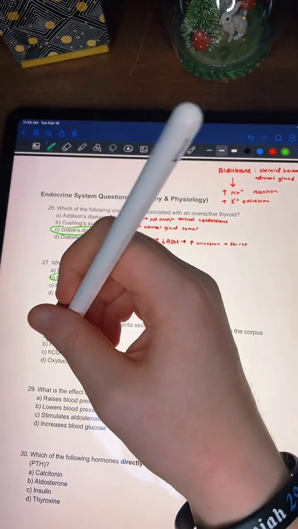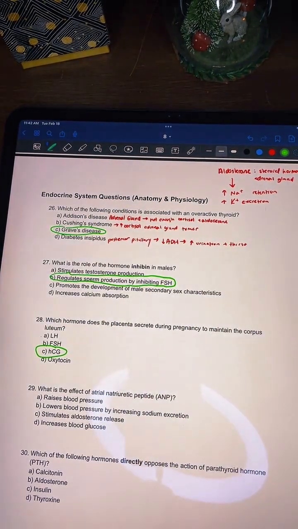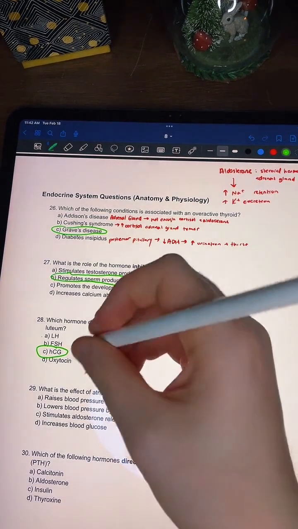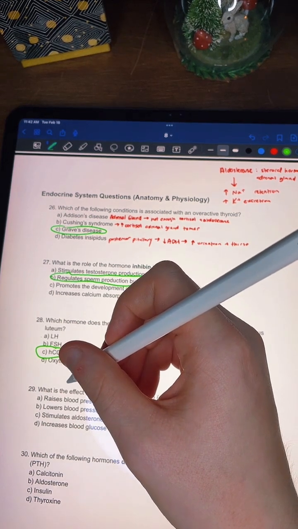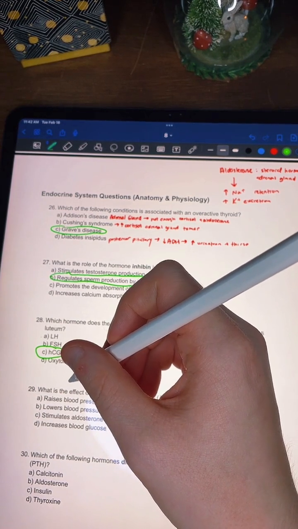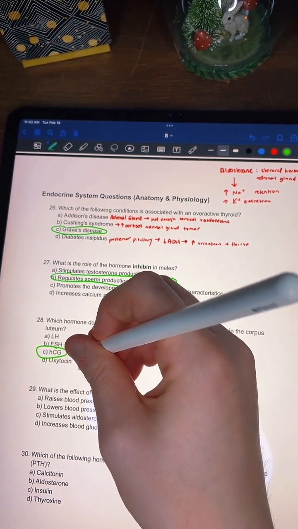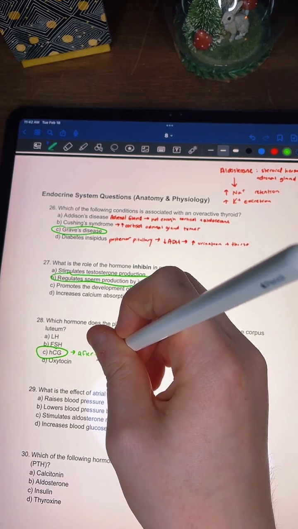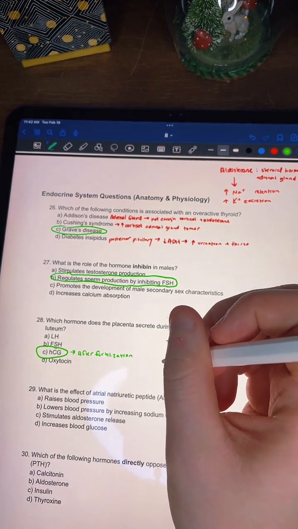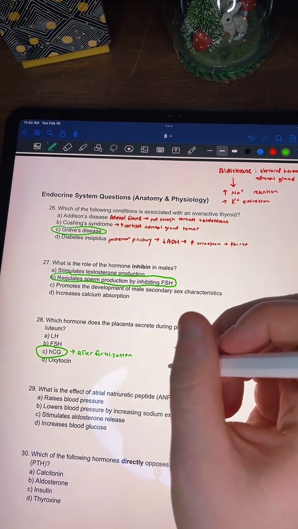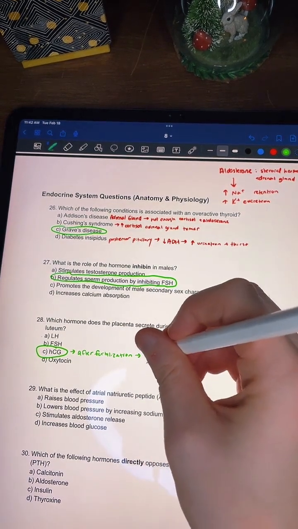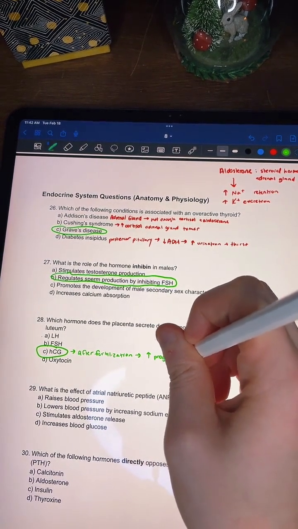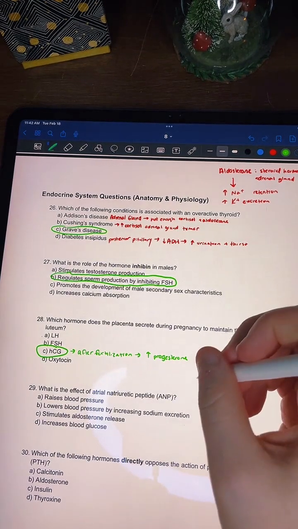But the answer here is C, HCG. I'll do a quick explanation of that. It is secreted by the placenta during pregnancy. Again, it is meant to maintain the corpus luteum. After fertilization, that is where it starts. The corpus luteum is a temporary structure that's responsible for forming the ovary. So it produces progesterone, so increased progesterone, which maintains the uterine lining.